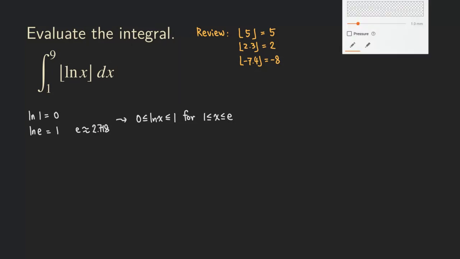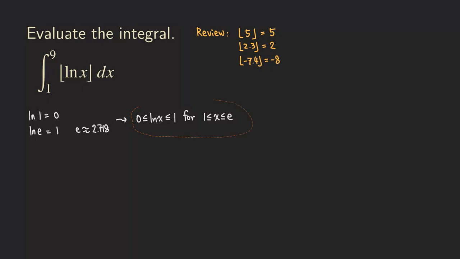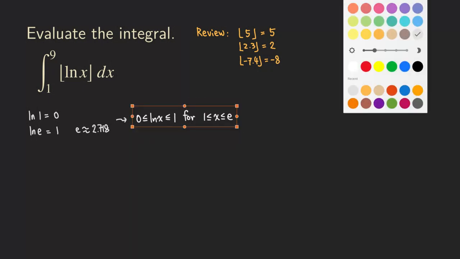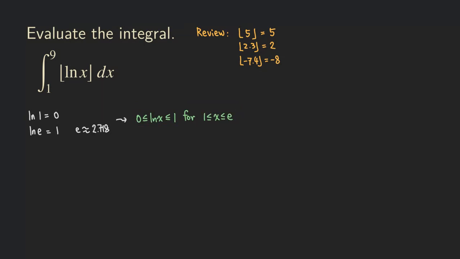Now, do you see what's going on here? I think I should highlight this result right here, which can be helpful. Okay, so for all those values between 1 and e, when we plug them into the function, this function will be between 0 and 1. Okay, now let's continue. Let's look at the next one.